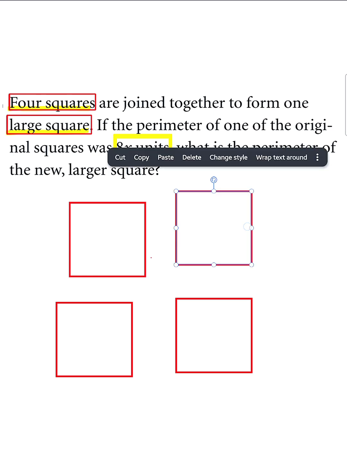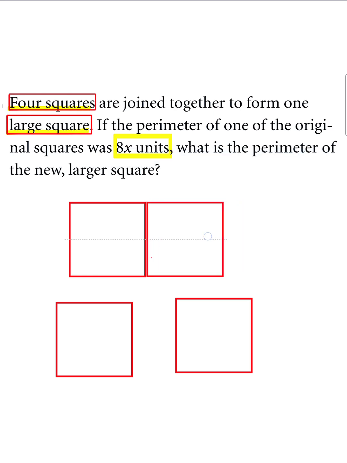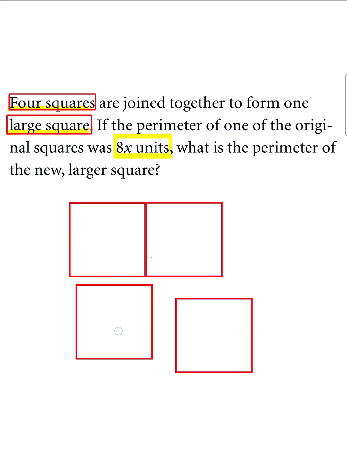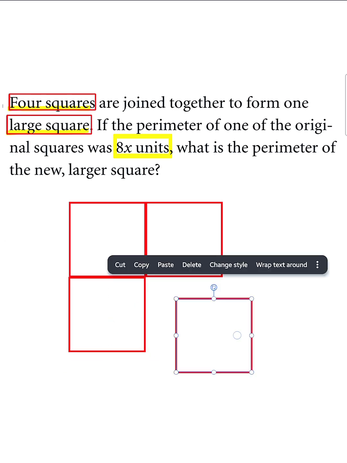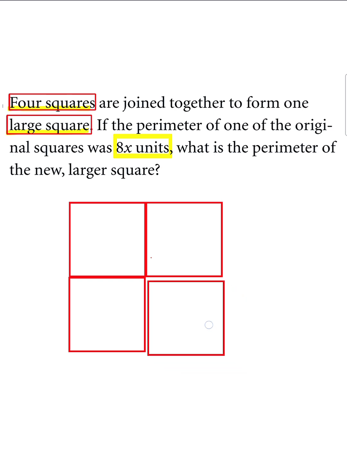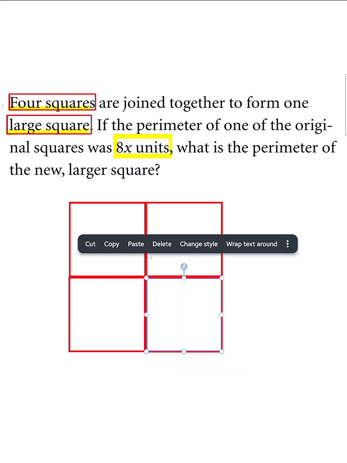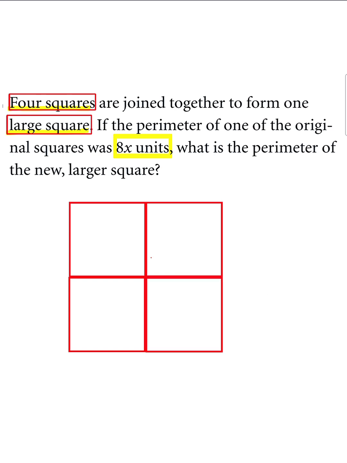Now let's bring this over here, bring this over here, bring this over here. So there you have it. 4 squares are joined together to form one large one.